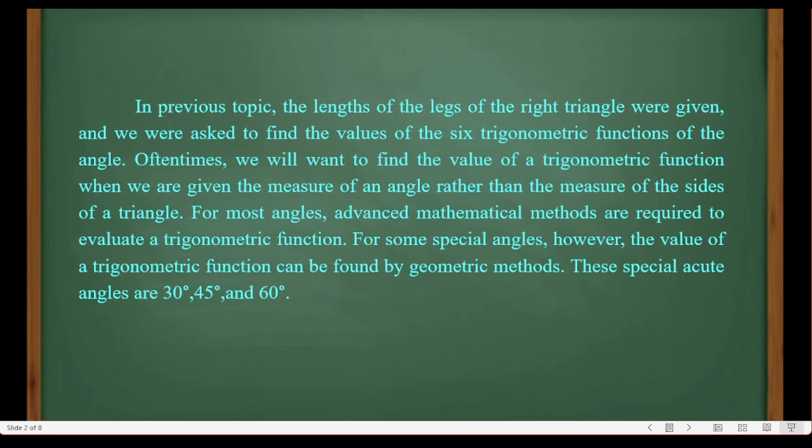For most angles, advanced mathematical methods are required to evaluate a trigonometric function. For some special angles, however, the value of a trigonometric function can be found by geometric methods. These special acute angles are 30 degrees, 45 degrees, and 60 degrees.